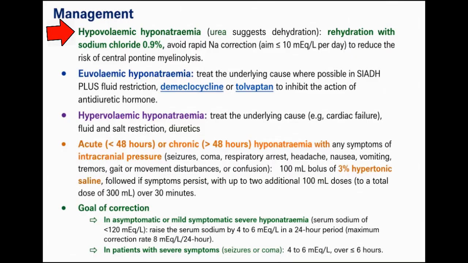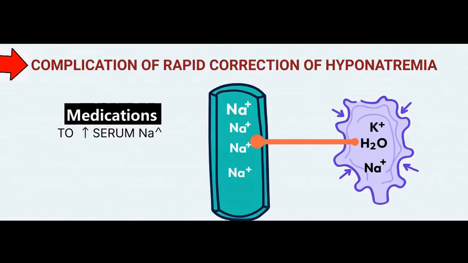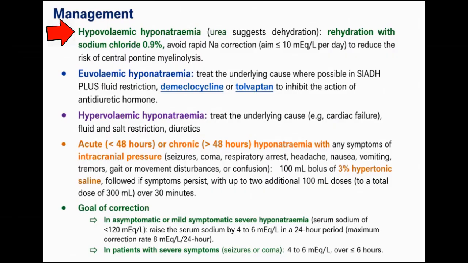Important warning: do not correct sodium too quickly. Aim for 10 mEq per liter or less increase in serum sodium per day. Rapid correction, especially in chronic hyponatremia, can cause central pontine myelinolysis, now called osmotic demyelination syndrome. This serious neurological complication results from rapid water movement out of brain cells, causing destruction of the myelin sheath. Clinical manifestations include dysarthria, dysphagia, quadriplegia, locked-in syndrome. Remember, correct slowly, especially if the hyponatremia is chronic.